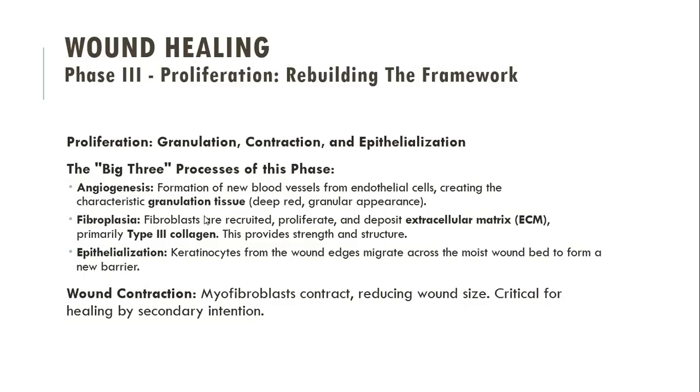In fibroplasia, fibroblasts are recruited. They proliferate and deposit the extracellular matrix, primarily type 3 collagen, and this provides strength and structure. In epithelialization, the keratinocytes from the wound edges migrate across the moist wound bed to form a new barrier. In phase three, wound contraction also occurs. Myofibroblasts contract, they reduce the wound size, and that is critical for healing by secondary intention.